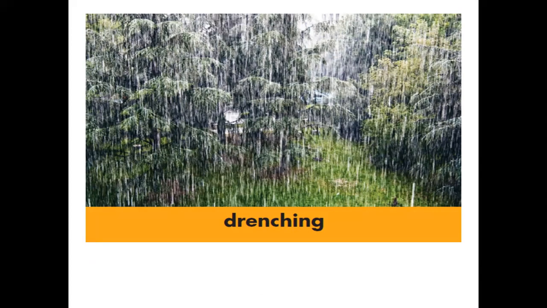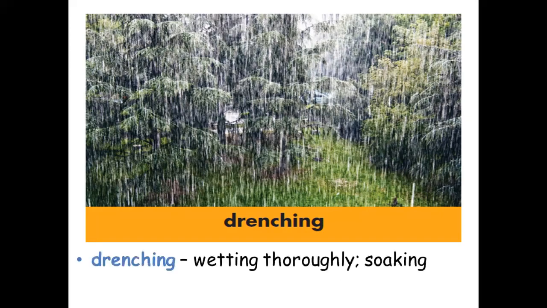Drenching. As we can see from the photo, there is heavy rain in the forest. All the plants are being hit by heavy rain. So what does drenching mean when it has to do with rain? Drenching means wetting thoroughly or soaking. When something is soaked thoroughly or thoroughly wet with water, we say it is drenching. So drenching means thoroughly soaked or wet.